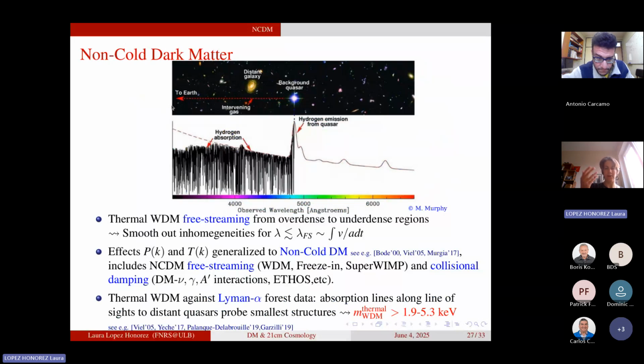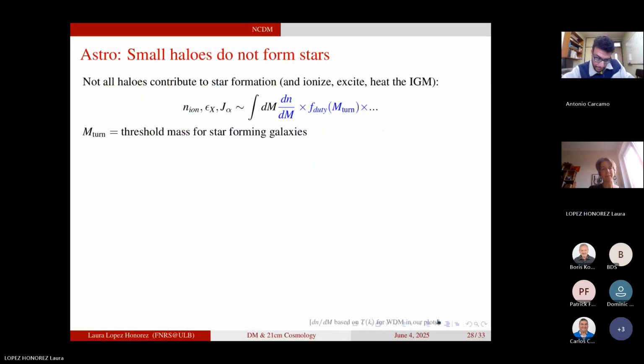By observing these lines and looking at their width and their properties, essentially looking at the power spectrum of the transmitted flux, people have been able to characterize the distribution of small scale matter structure and to put constraints on thermal warm dark matter that would erase this small scale structure. Currently, from Lyman alpha forest observation, thermal warm dark matter should be above something like 5.3 keV.